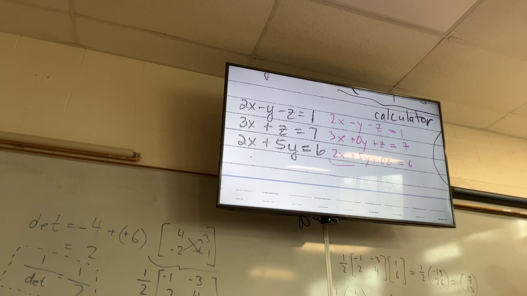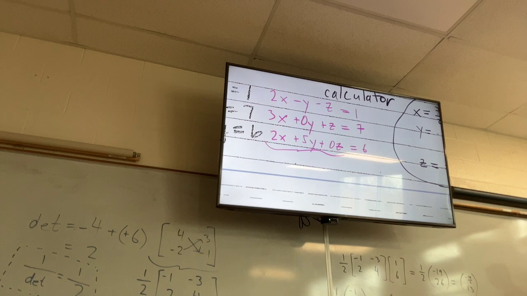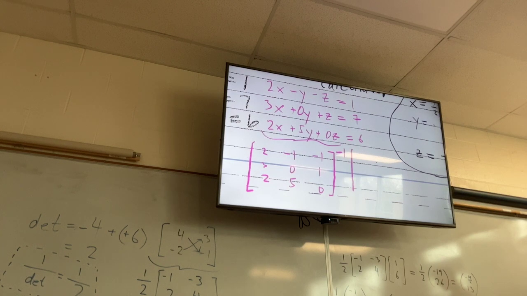Okay? So our coefficient matrix is going to be based on that. So it's going to be 2, 3, 2, -1, 0, 5, -1, 1, 0. Right? We take that coefficient matrix, we calculate its inverse, so to the -1, and then multiply by that column on the right. There you go.